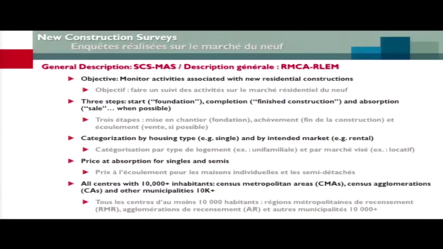We do a lot of categorization. One is dwelling type, for example, single, semi, row, apartment. Another one would be the market, the intended market. So it's homeowner, condo, rental or co-op, for example. Those are things that we're looking at.